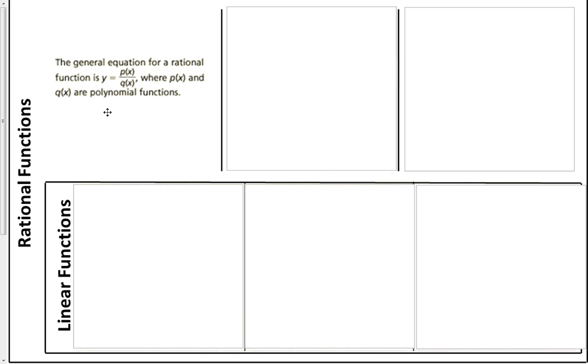So if q of x was 1, p of x could be any standard polynomial. Whereas if q of x was, let's say, x squared or x plus 5 or something like that, then we'll have some strange behavior that happens with our graph. So let's take a look at some of the possible cases.